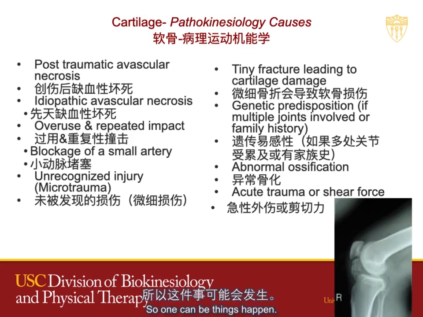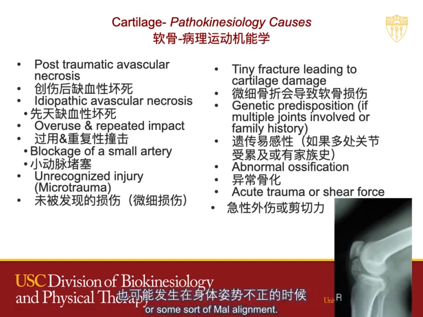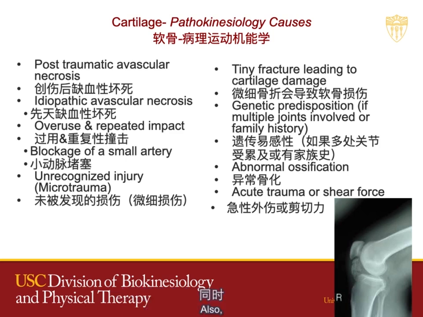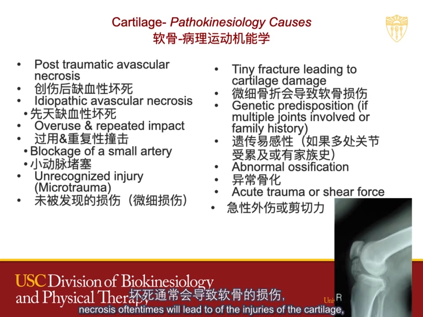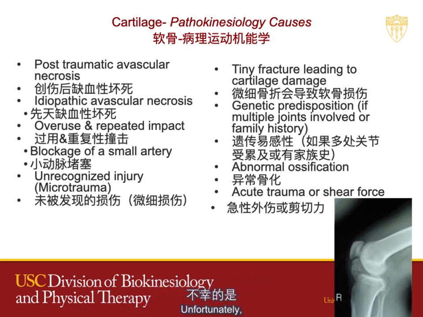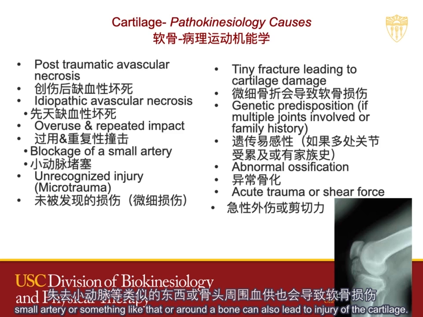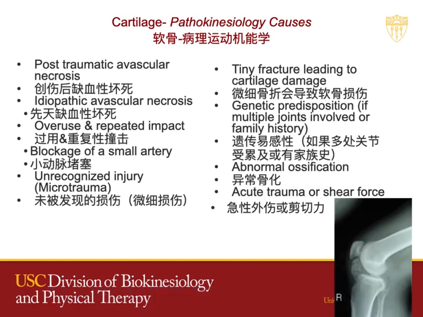So when can these things happen? We kind of mentioned earlier that it can happen with athletes who do high impact activities or some sort of malalignment. Also, avascular necrosis oftentimes will lead to injuries of the cartilage. And avascular necrosis, hopefully you know, that's a very common thing, unfortunately, in the head of the femur, where we lose blood flow to the bone. And so that can then lead to, again, death of the cartilage. Any type of issues where you lose blood flow, small artery or something like that, around a bone can also lead to injury of the cartilage.